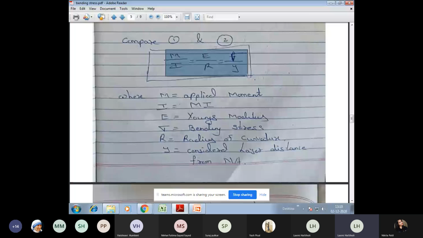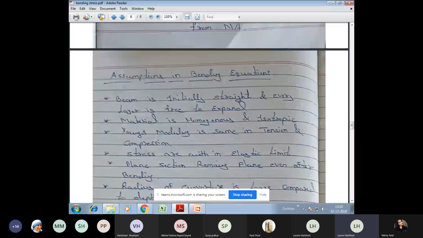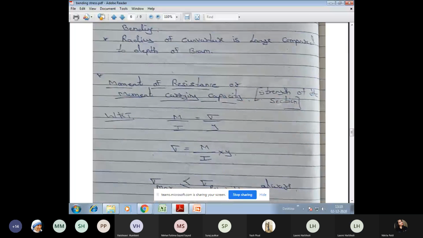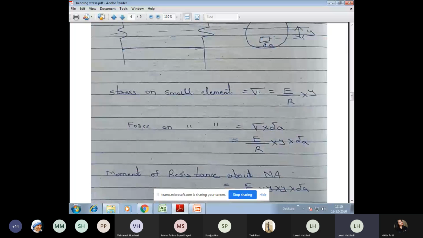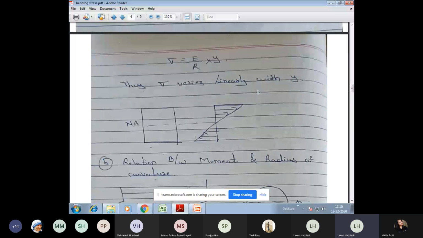Similarly, if Young's modulus is known to you and radius of curvature is known to you, even then you can calculate all the other values as well. So this is the importance of this equation, and these assumptions we have already discussed in the previous class. Now, based on this equation, let me revise this part once again, because I feel this is one of the important parts to discuss.